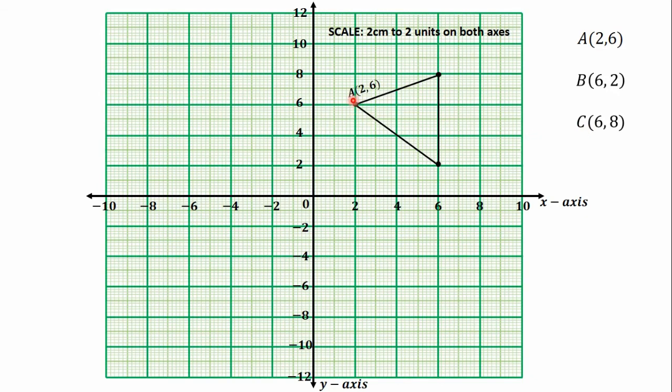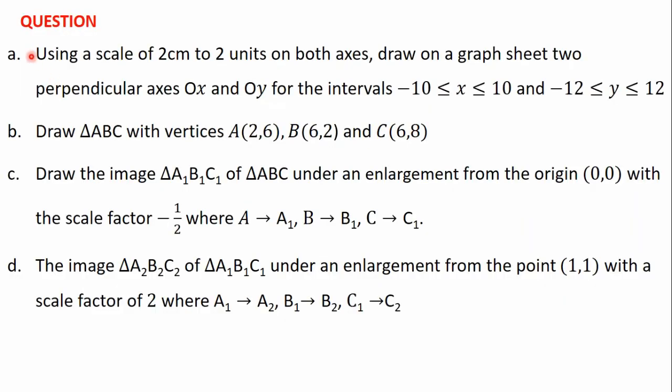So this is point A with coordinates 2, 6. This is point B with coordinates 6, 2. And this is point C with coordinates 6, 8. We are done with the first 2 parts. That is the A and B part. Let's move on to the C part.